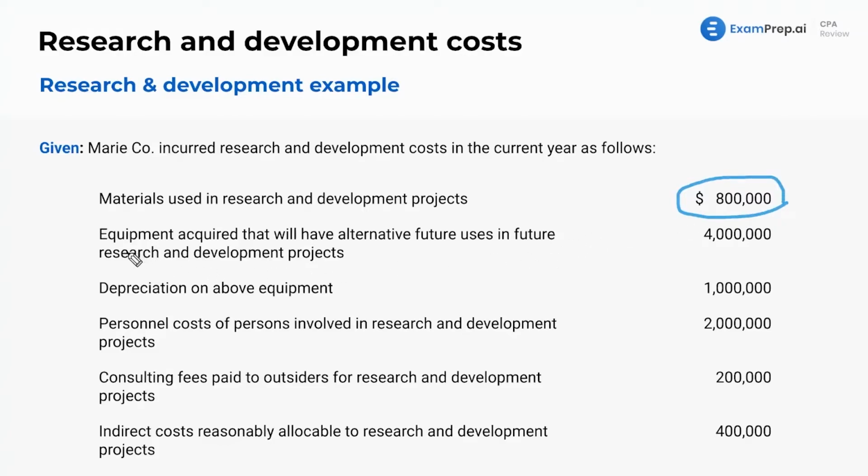What about equipment acquired that will have alternative future uses in future R&D projects? Is this capitalized or expensed? Going once, going twice, sold to the winner who said this is not included in expense. This is capitalized, right? This is an example of when we capitalize and we would include it in our balance sheet. So all of these that we're looking for are income statement expenses.